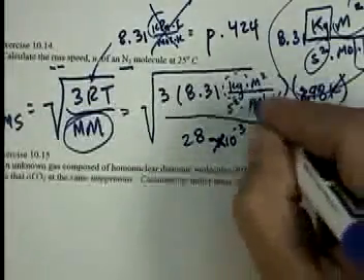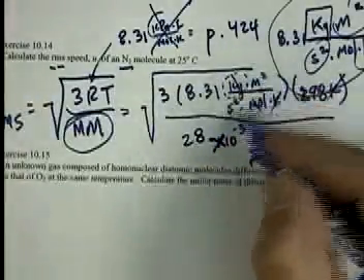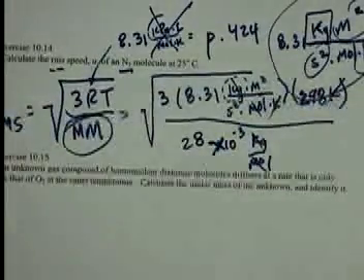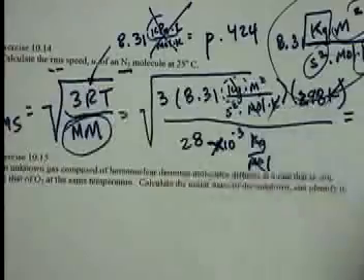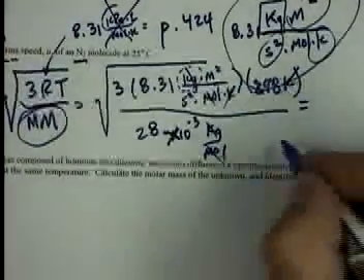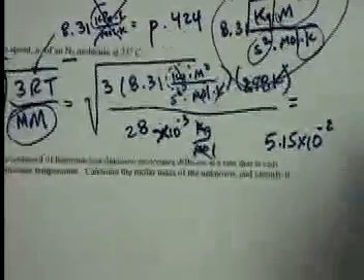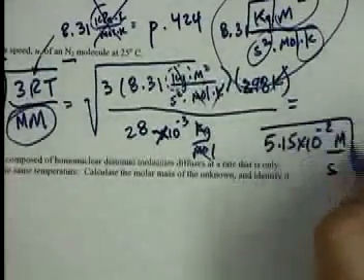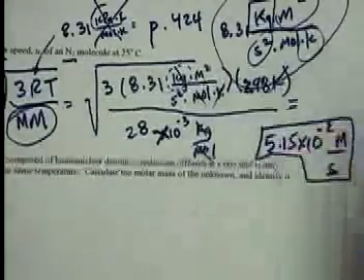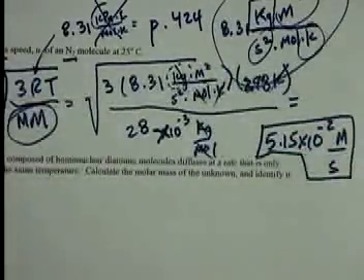Now your moles will cancel with your moles, your kilograms with your kilograms, and you're left with meters squared over seconds squared. You can take the square root of that monster, multiply those guys together, and you end up with a root mean square velocity of 5.15 times 10 to the negative 2 meters per second. That is our root mean square velocity of nitrogen gas molecules at 25 degrees Celsius.